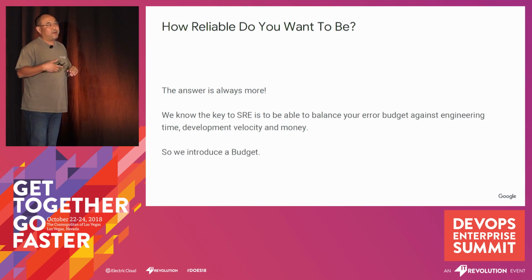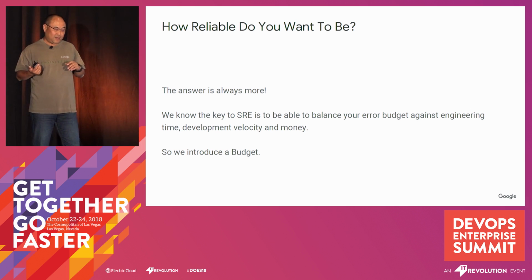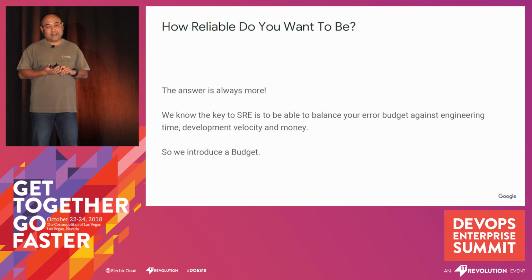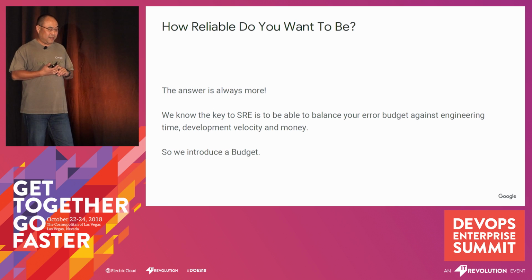So this is what we found out. If you ask anyone, how reliably do you want your system to be? The answer quite often is, the more the better. But everybody knows, especially the crowd here, that 100% reliable is expensive. You have to make a sacrifice on your development velocity and engineering time. So what do we do? We introduce the budget.